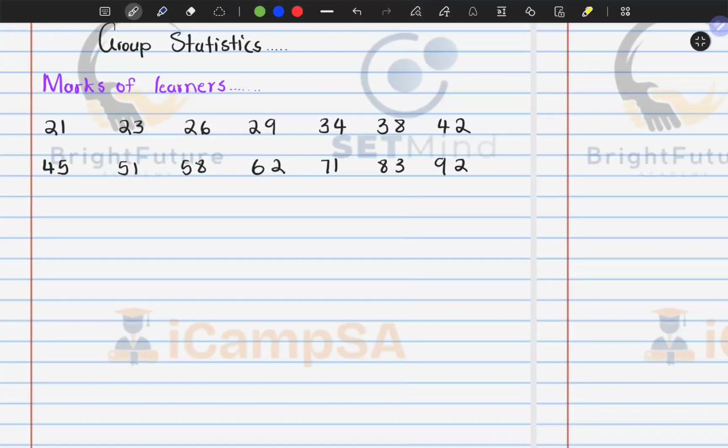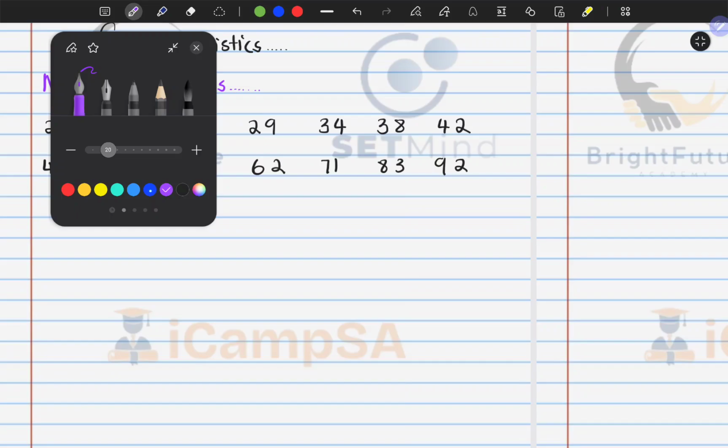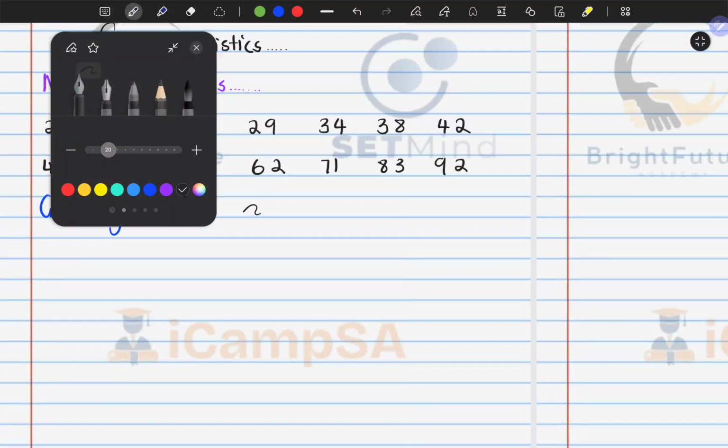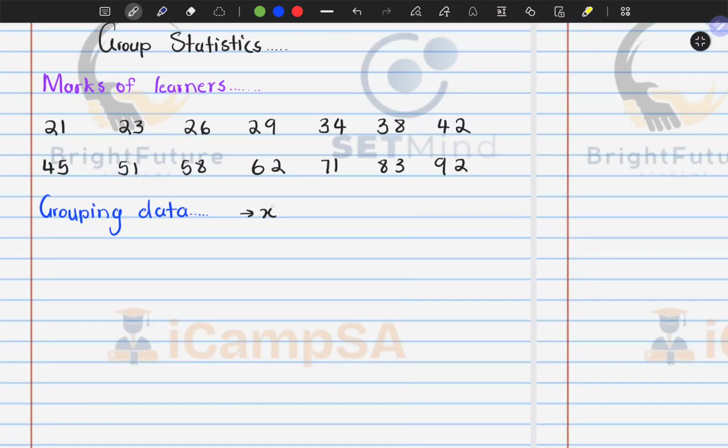So what we can do is we can group the data into classes. So let's consider grouping this data, which will be very important when we answer questions. So I can choose to take the data and call it X, okay? The marks of learners, X. So what I'm going to do is I'm going to have my X, which is just going to be our marks. Then I'm going to group them as follows.